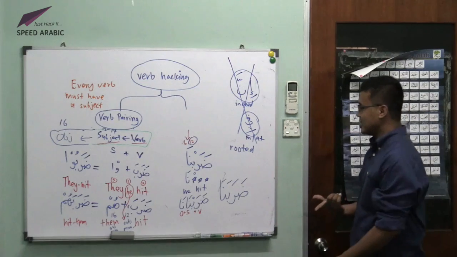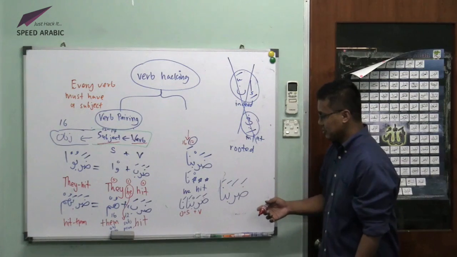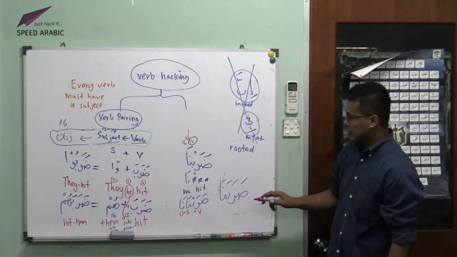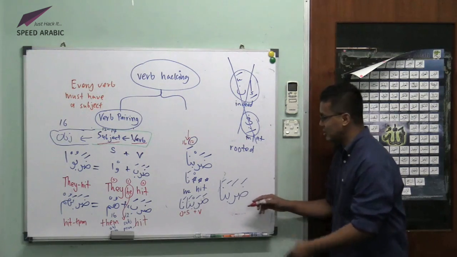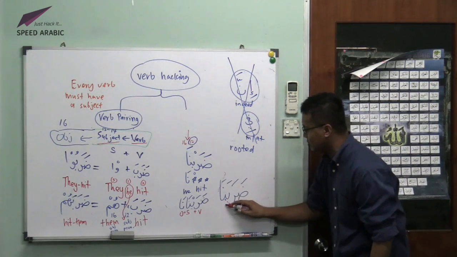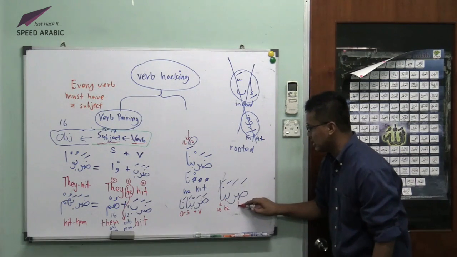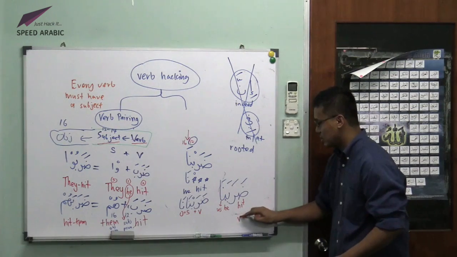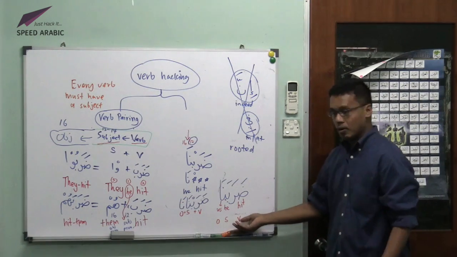He hit us. Okay, he hit us. Where is the he? Is it there? No. There's nothing after ba. There's no subject pronoun after ba. Okay, because there's no subject pronoun after ba, it becomes he, and then this is us, and this is hit. So you have a VSO there.